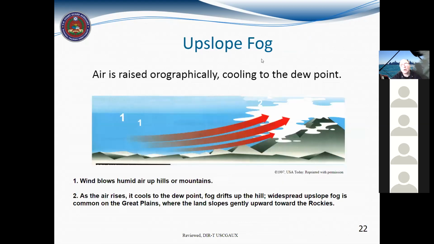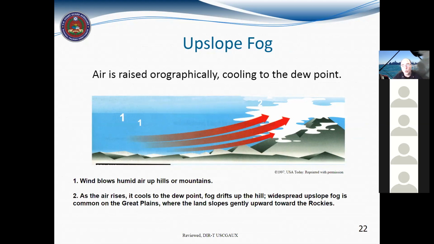How do you get upslope fog, like over in the Rockies in the western U.S.? The air is raised orographically. What does that mean, orographically? Well, that means it goes from low terrain to higher terrain, or orographic lifting. You probably don't use this word every day, but it refers to rising terrain. Orographic lifting is rising terrain.